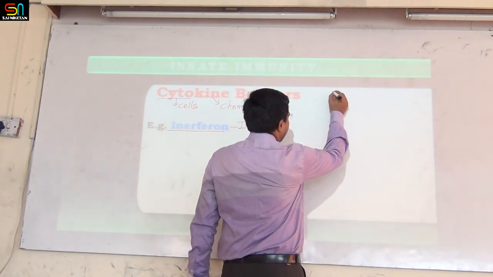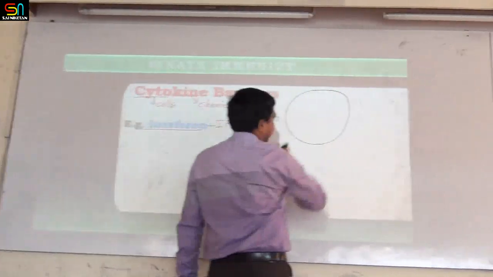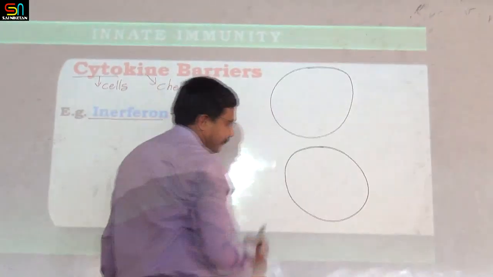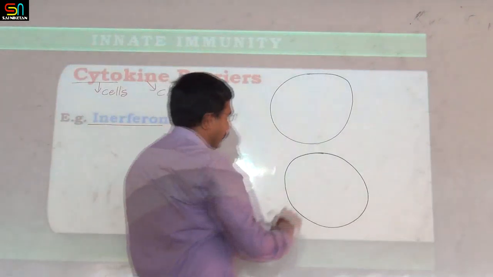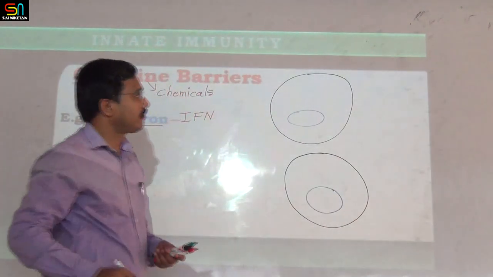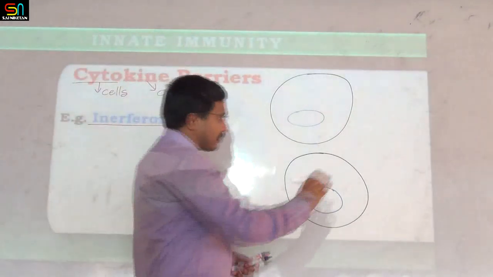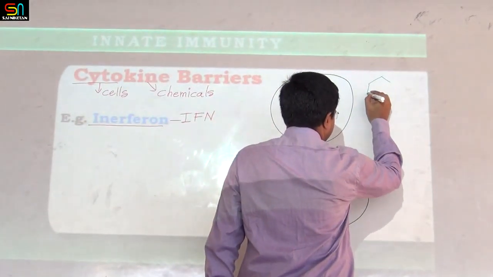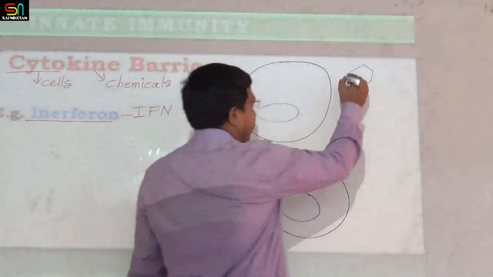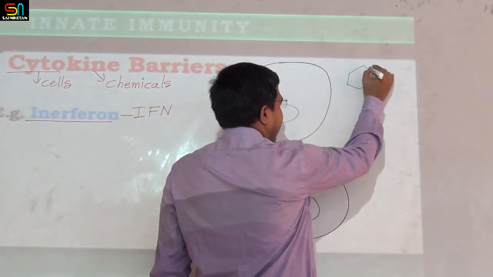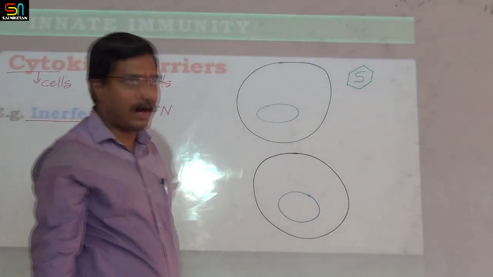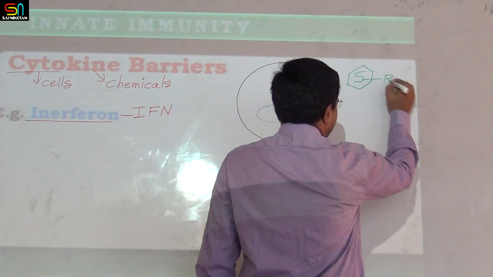Let's suppose here is a cell, and think that this is the neighboring cell. Of course, this cell is with the nucleus, and this is the nucleus. Think that this is a virus. Basically, a virus is made up of a capsid. The covering of the virus is called capsid. It is made up of protein, and inside the virus, what is there? The genetic material, maybe DNA or RNA. Think that RNA is the genetic material.